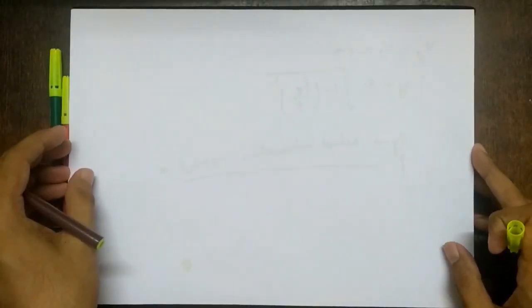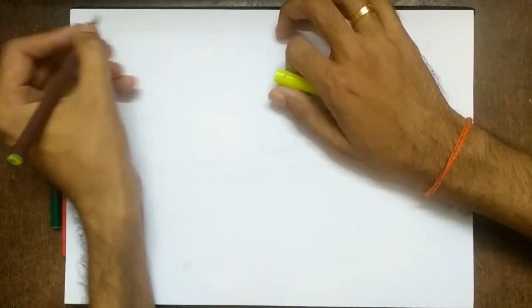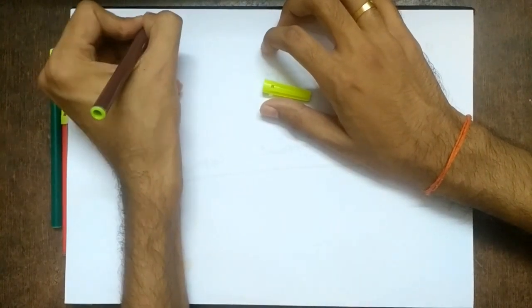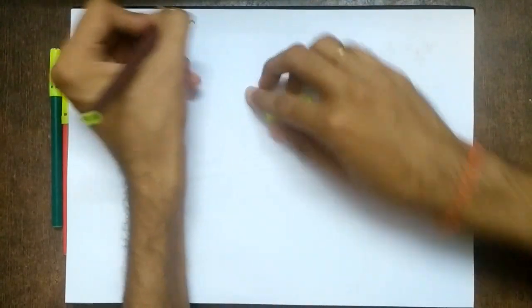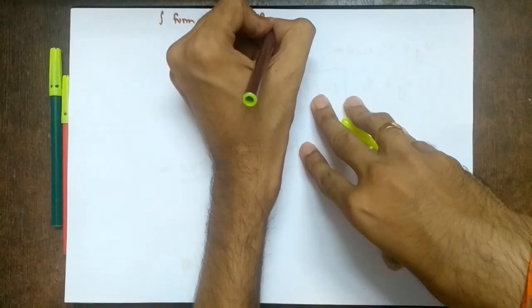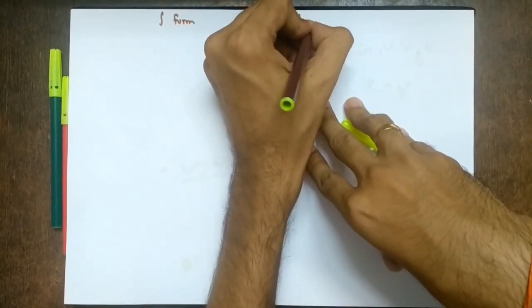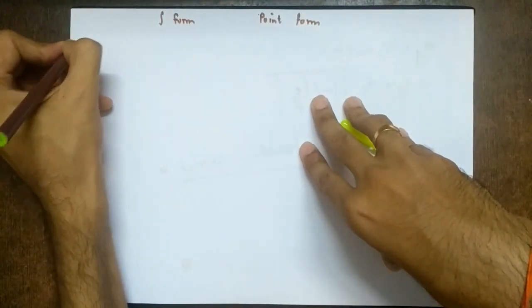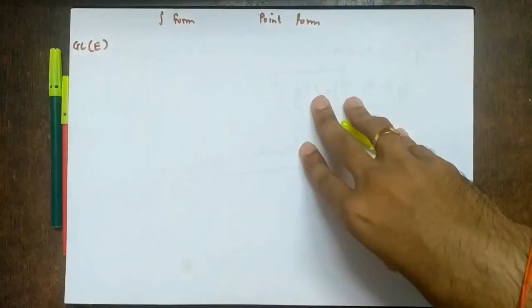So let's continue further. What we had studied in the last lecture was Gauss law. I'll just write down the equations. There were two forms, right? Integral form and point form. The first law was Gauss law for electric fields.